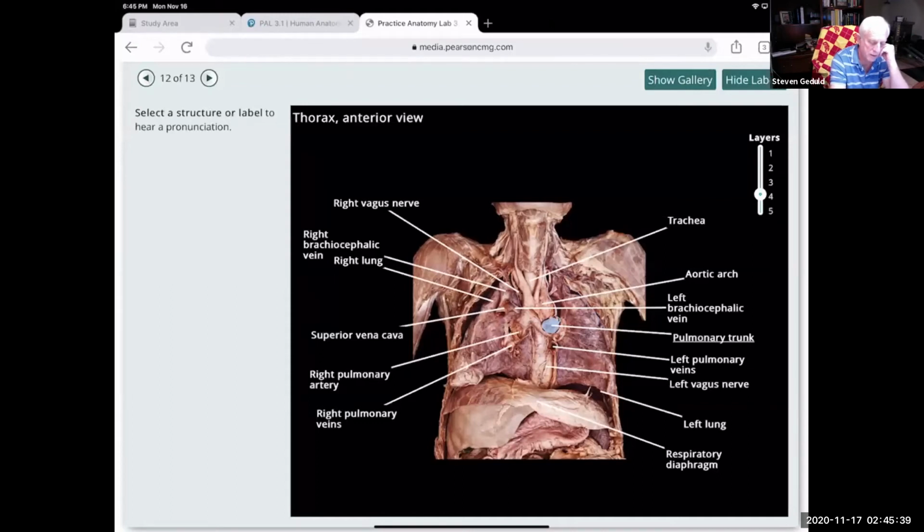You have the left brachiocephalic vein. And you have the aortic arch. Remember the three vessels you have to know that come off the aortic arch: the brachiocephalic artery, the brachiocephalic trunk, the left subclavian artery, and the left common carotid artery. Those are the three arteries that come off the aortic arch. And then you can see the trachea.